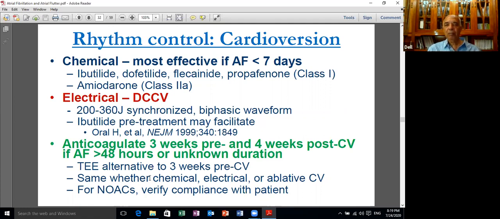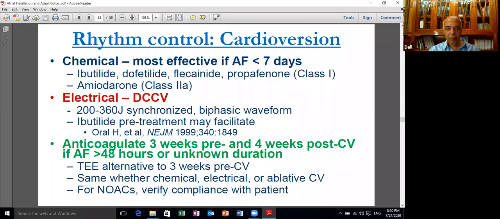Obviously, cardioversion by electrical means is more effective, and you can use a biphasic waveform. This slide is not very accurate. You can use 200 joules for the biphasic, and 360 for the monophasic. Very few biphasic equipments can come up to 360. They should be synchronized, of course. You can repeat the procedure after an ibutilide injection. Unfortunately, it's not available to us in Egypt.